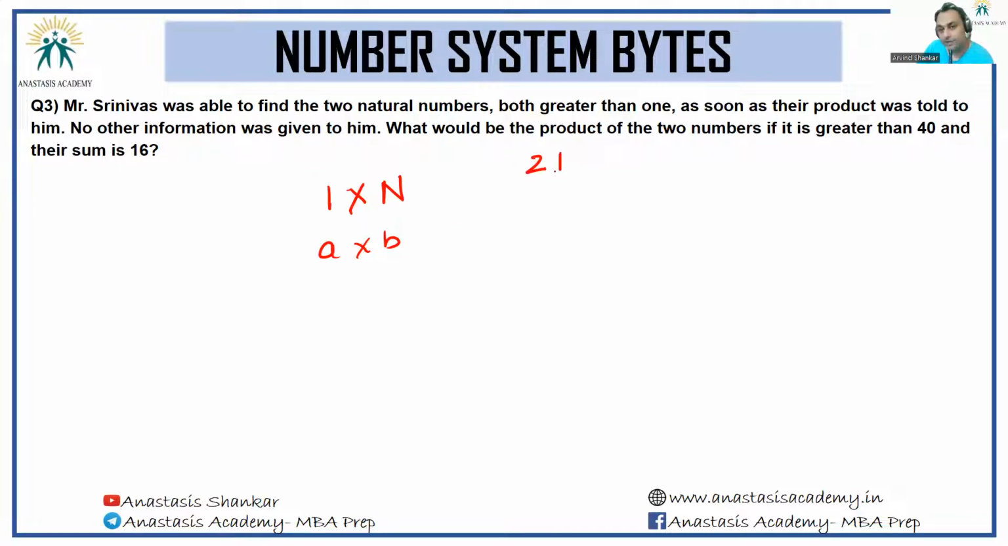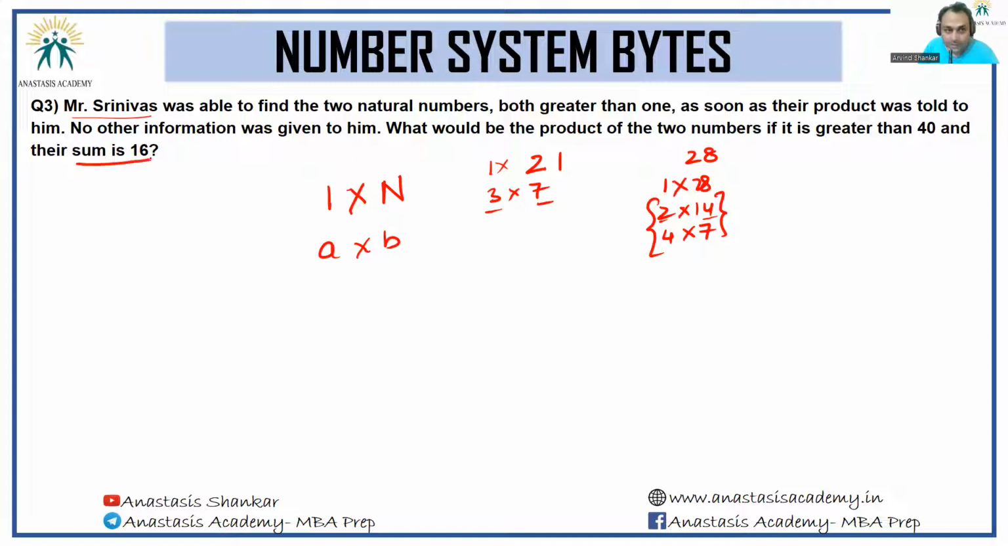Test casing, let us do it for 21. You would have 1 into 21 and you would have 3 into 7. No other pairs exist. But if you are doing it for 28, you would have 1 into 28. You would also have 2 into 14. You would also have 4 into 7. Can you see? If these two are prime numbers, then you will not have any other cases. But if these two are not prime numbers, you will have other possibilities. And if other possibilities existed, Mr. Srinivas would not have been able to identify the two numbers. Basically, this is a long drawn way of the question telling us that these two numbers are necessarily prime.